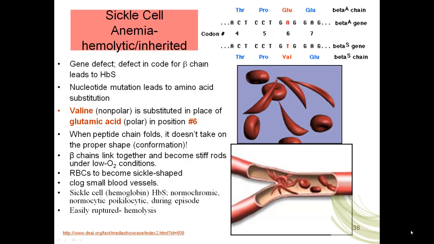Now, when these rod-like structures are made, it can lead to hemolysis because the red blood cell membrane can be easily ruptured by these rod-like structures. Let's continue this discussion.